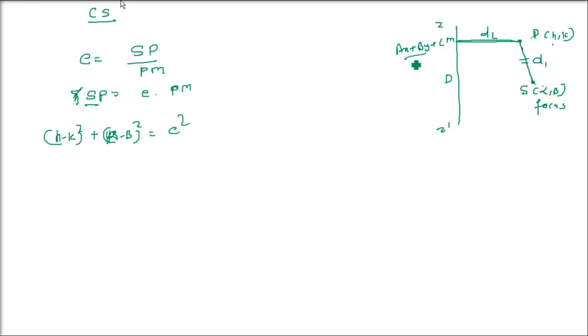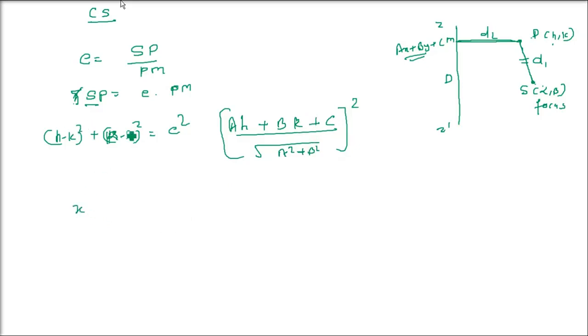So what is the distance of a point from a line? We'll put h in place of x, k in place of y, plus c, by under root a square plus b square. And remember, we have squared it. This is squared.